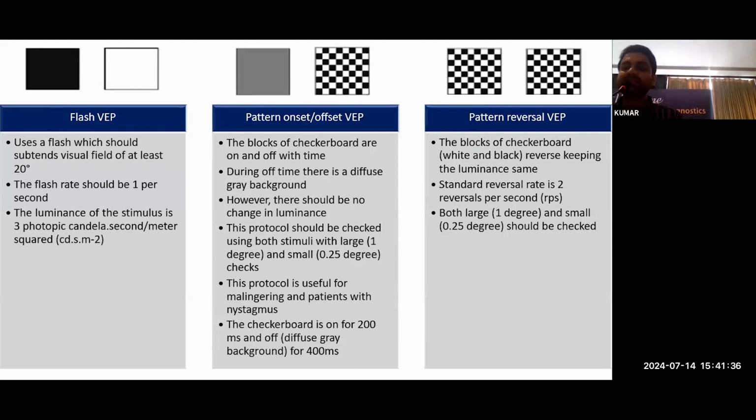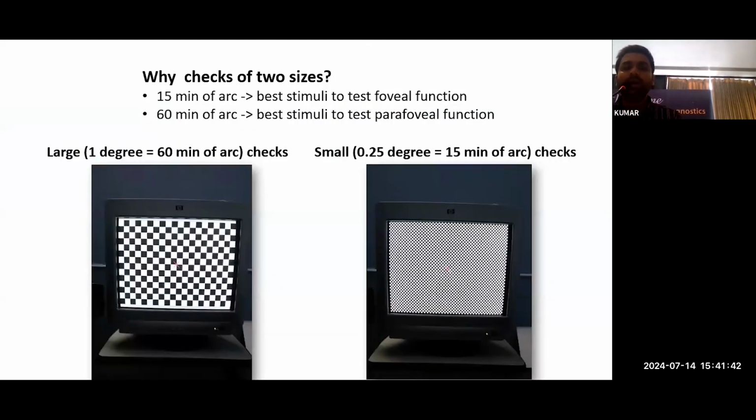In a pattern reversal VEP, again you have a checkerboard stimulus, where the stimulus is presented in a reversal pattern. So why do we check two sizes of checkerboard stimulus? Normally the small checks are about 15 minutes of arc and the large checks are about 60 minutes of arc. The small checks are the best stimuli to test the foveal function and the large checks are the best stimuli to test parafoveal function. Therefore, for pattern stimulus, whether onset offset or pattern reversal VEP, both the small checks and the large checks are checked.